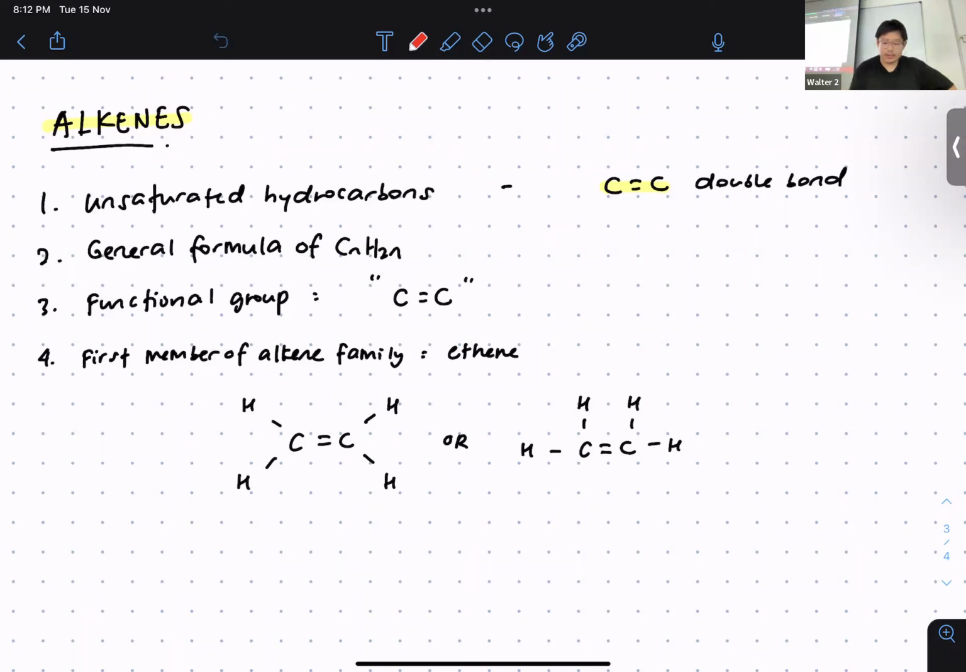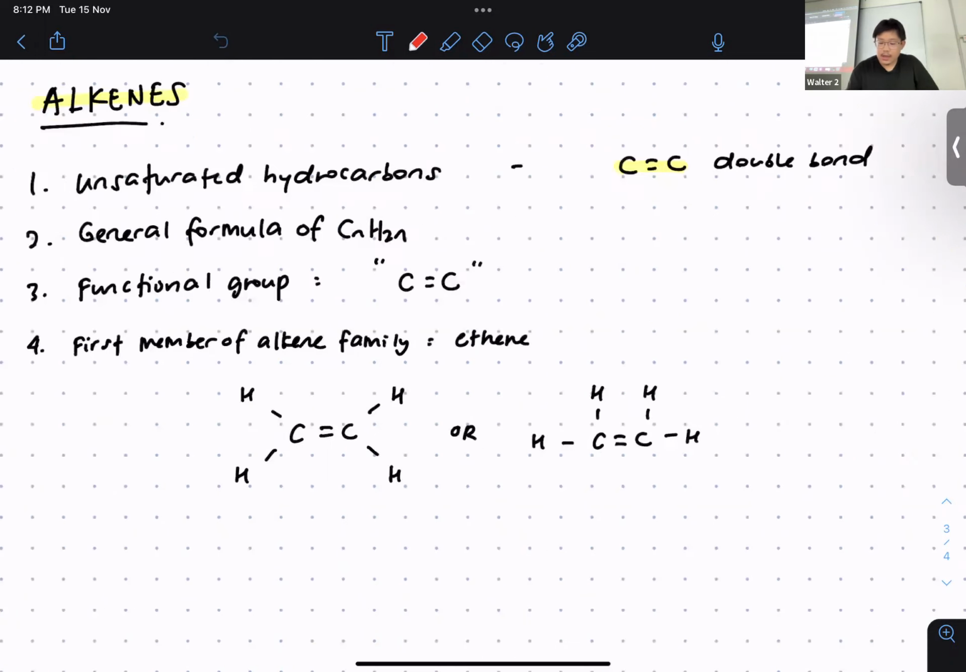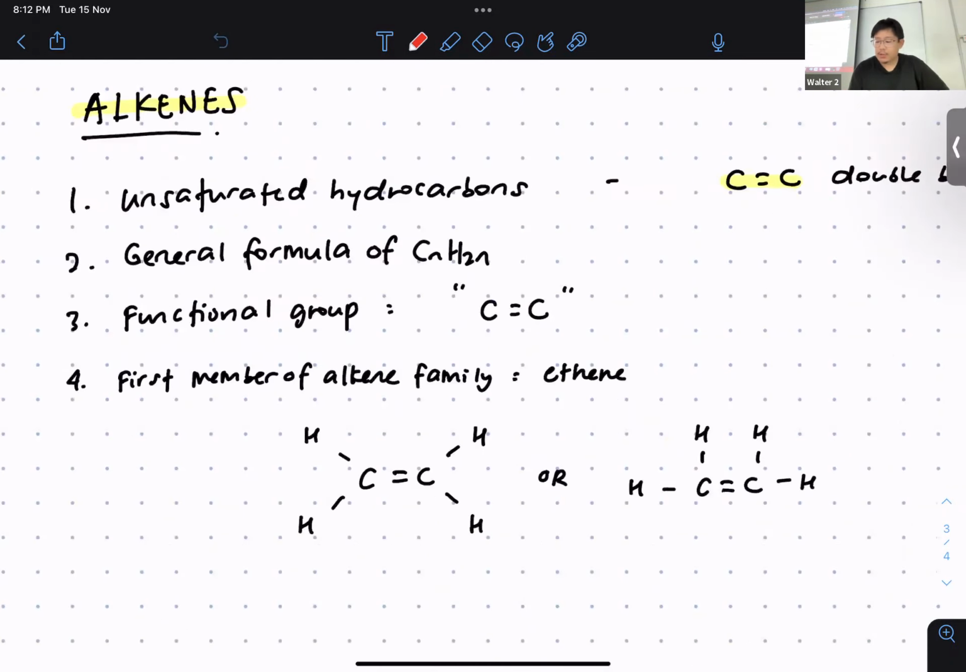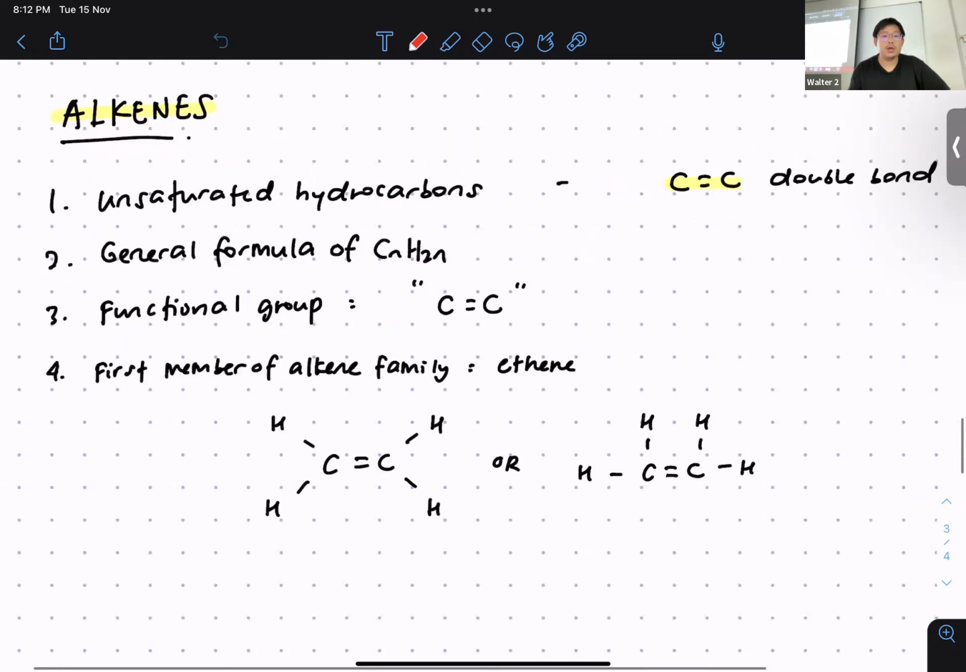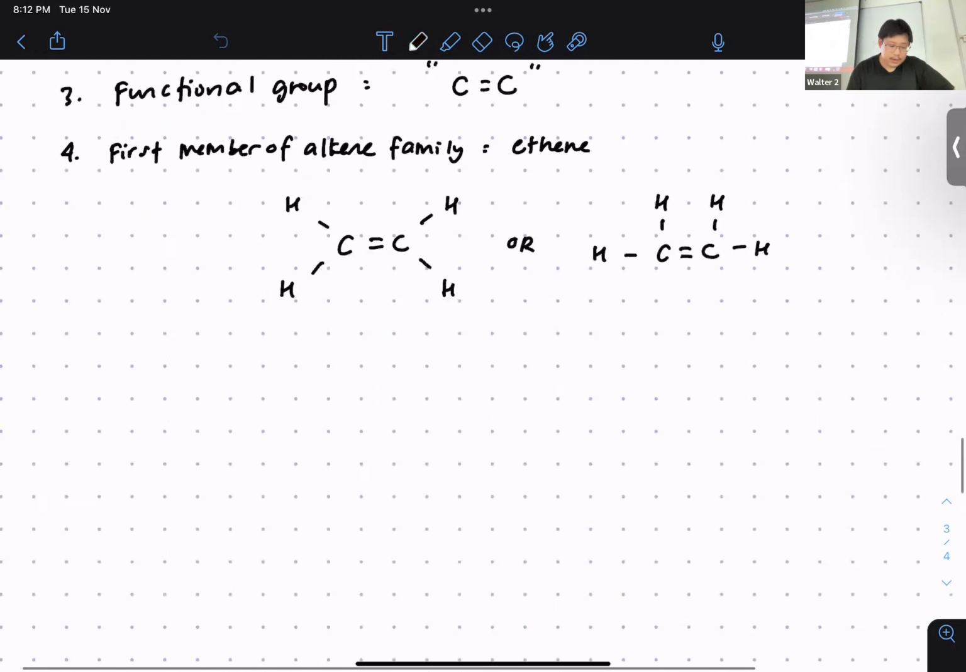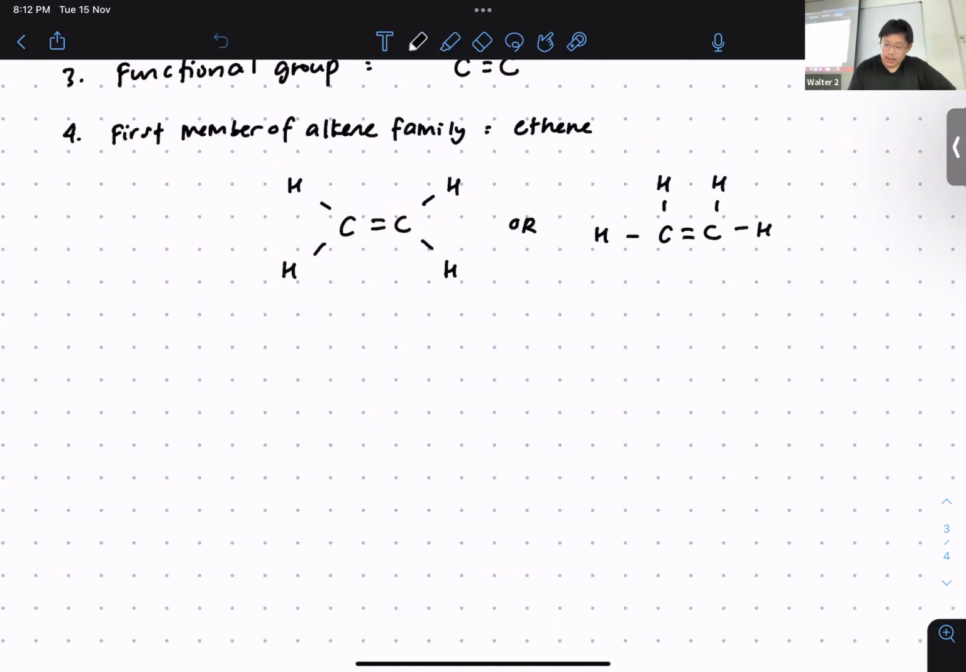So now we're going to move on to the next property of the alkene. The rest of it is just physical properties of alkenes, which is the same as the alkanes technically. So for the next one, you can just write insoluble in water, but soluble in organic solvents.